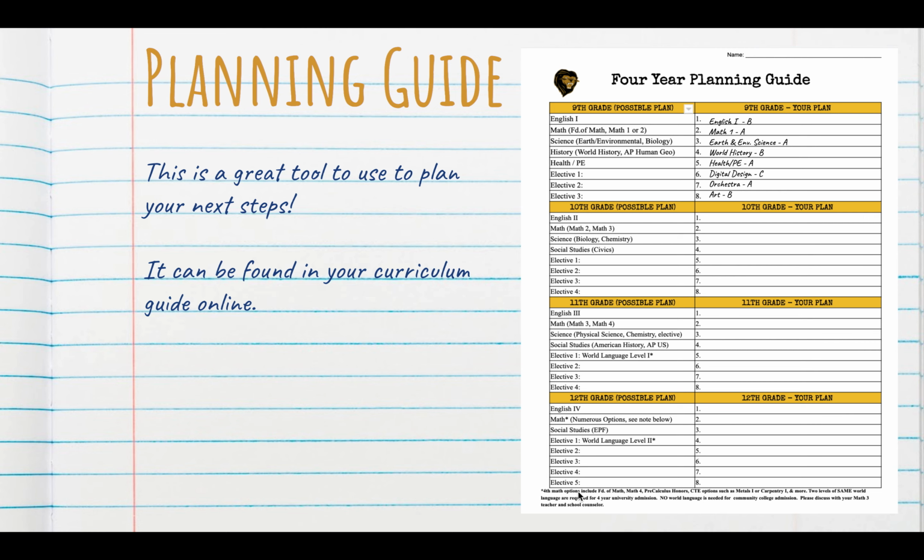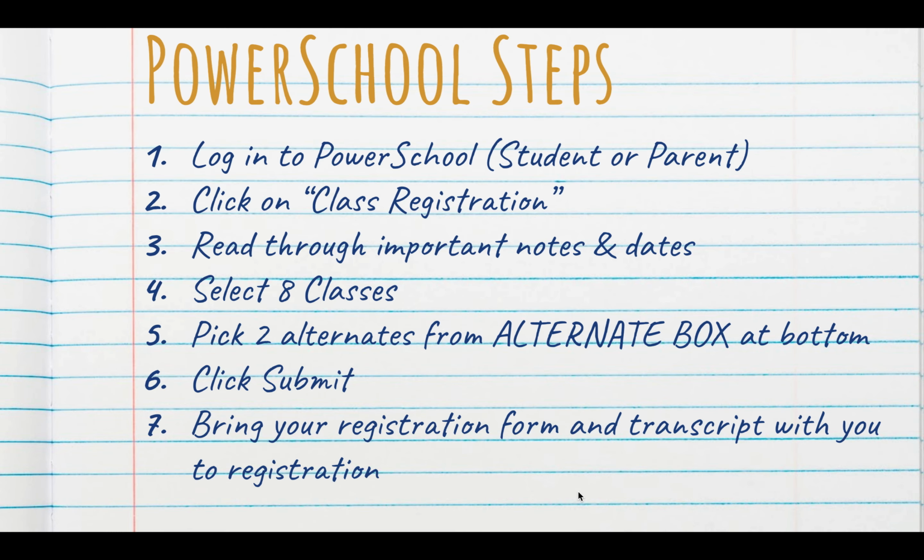As you can see here, this is a freshman's 4-year planning guide. They completed their 8 classes and they put their grades beside each class so that they could remember what they took, and it helps them to start planning for their next years.